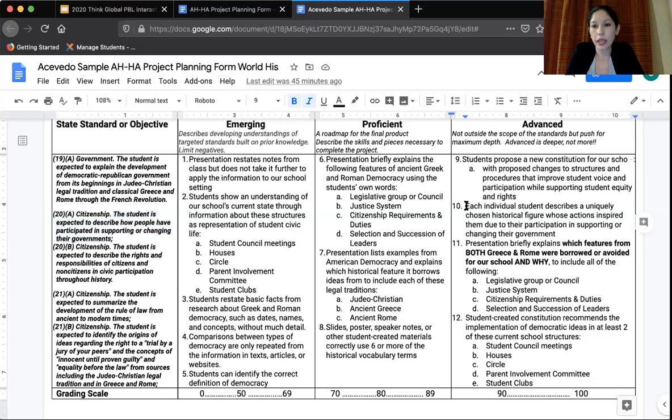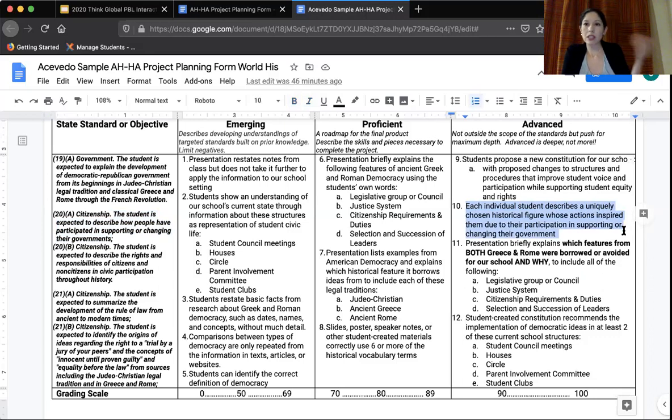And so I went ahead and added that here, where I'll reread it. Each individual student describes a uniquely chosen historical figure whose actions inspired them due to their participation in supporting or changing their government. That's the moment when each individual, so if I have 3 students in the group, typically I like 3, I might have a pair.